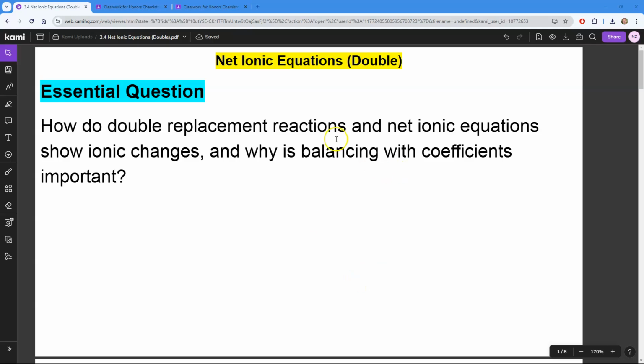In this video, we're going to go through net ionic equations, specifically in the case of a double replacement reaction. So the essential question that we're going to be answering is, how do double replacement reactions and net ionic equations show ionic changes, and why is balancing with coefficients important?